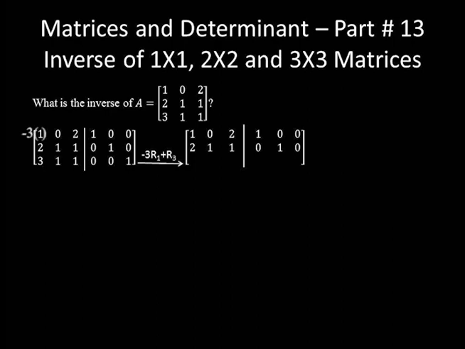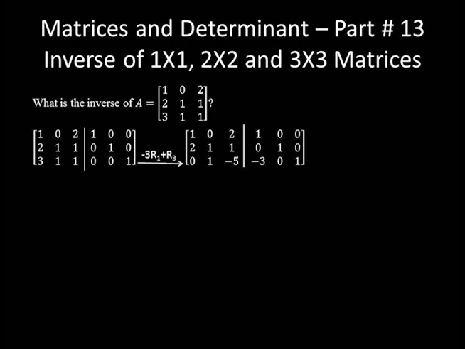Negative 3 times 1 is negative 3. Negative 3 plus 3 is 0. Negative 3 times 0 is 0. 0 plus 1 is 1. Negative 3 times 2 is negative 6. Negative 6 plus 1 is negative 5. Negative 3 times 1 is negative 3. Negative 3 plus 0 is negative 3. Negative 3 times 0 is 0. 0 plus 0 is 0. Negative 3 times 0 is 0. 0 plus 1 is 1.